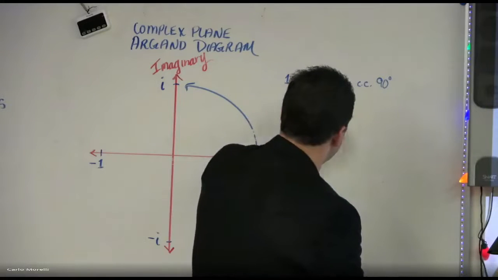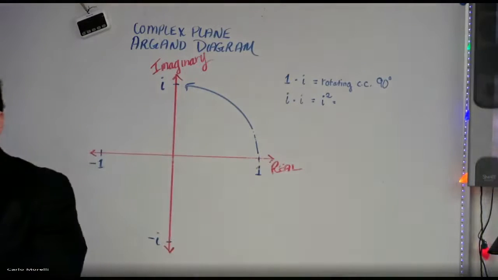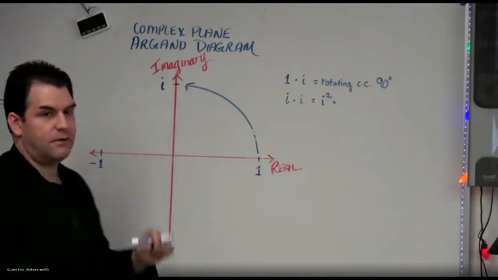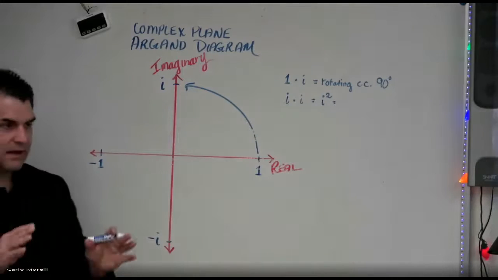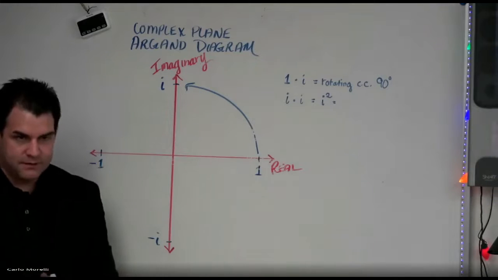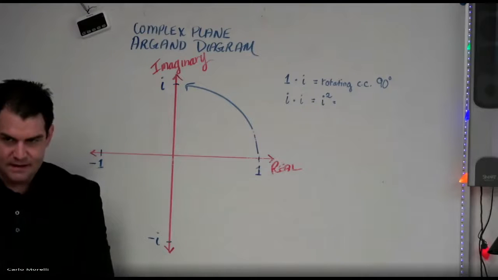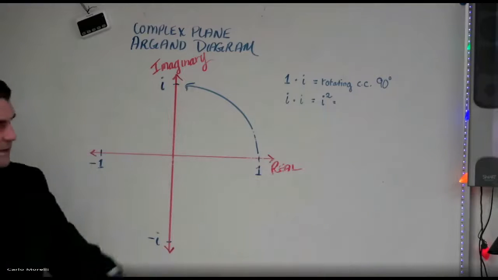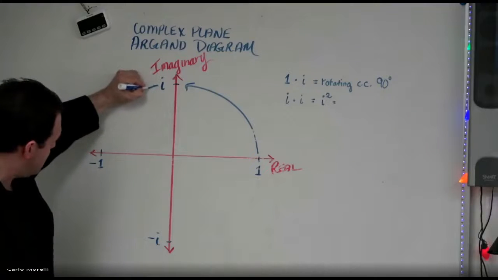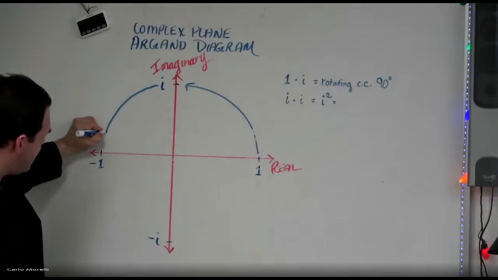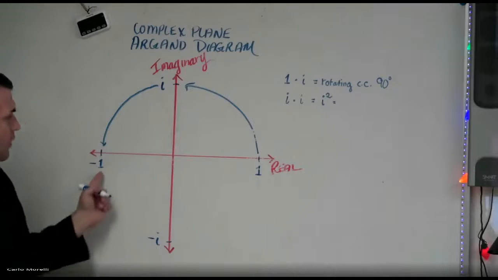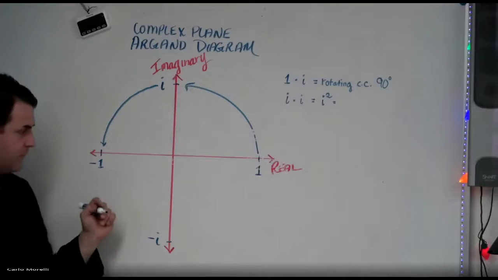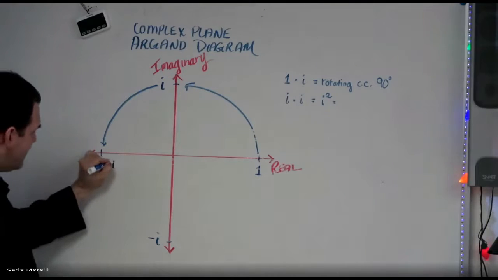But remember, multiplying by i is merely causing you to rotate counterclockwise by 90 degrees. I'm going to say it again. Multiplying by i is merely causing you to counterclockwise rotate by 90 degrees. So let's go from here, and let's counterclockwise rotate by 90 degrees. What number am I pointing at now? -1. -1. This is i squared.